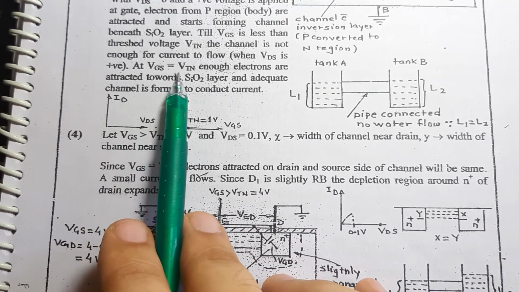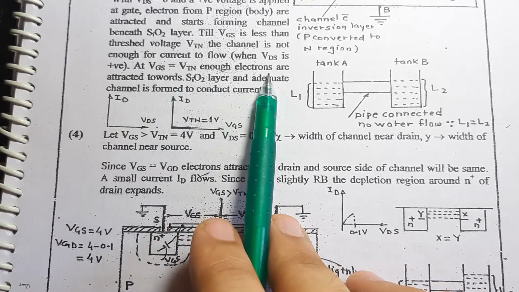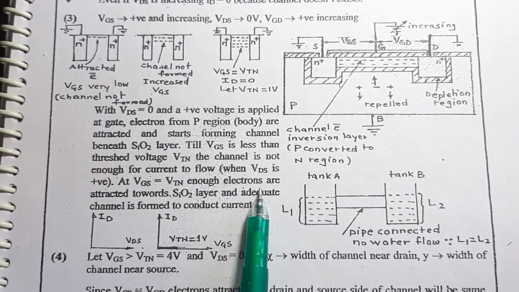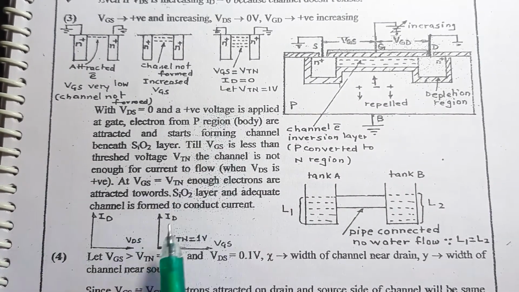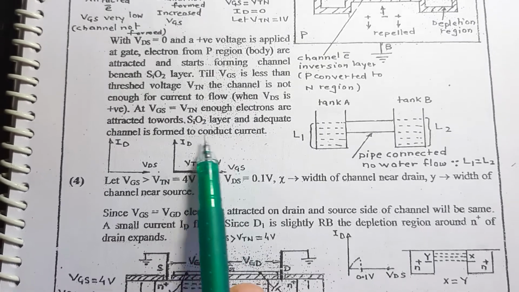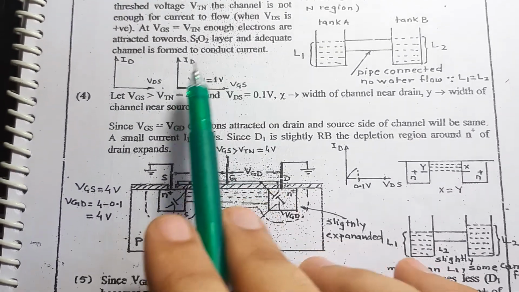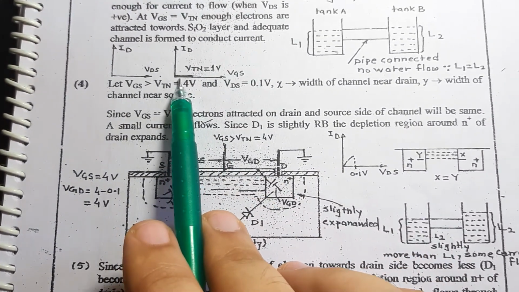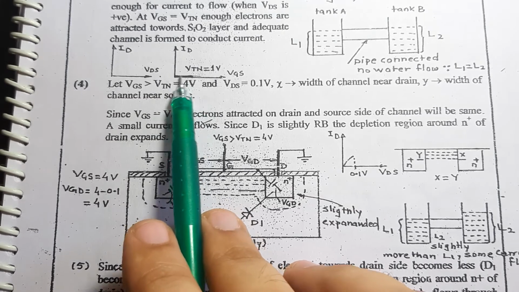Now let's proceed further. At VGS equals threshold voltage, enough electrons are attracted towards your SiO2 layer, that is nothing but this diagram. Now an adequate channel is formed to conduct your current. That means at VTN equals 1 volt, your channel is being formed over here.